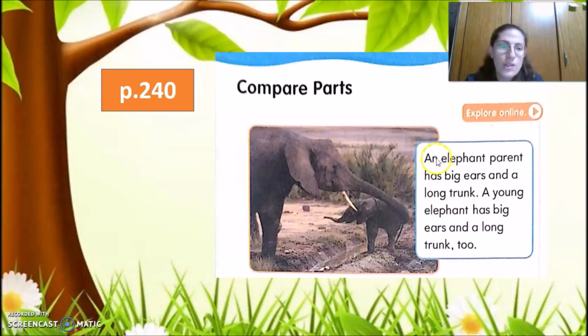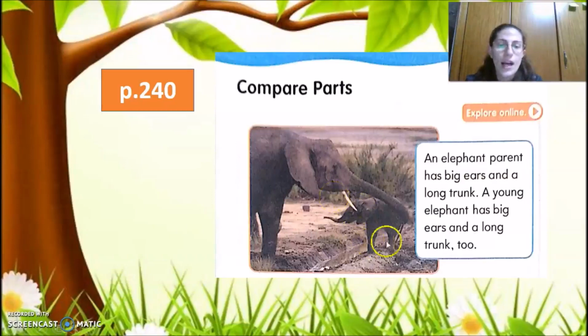So let's read it one more time. An elephant parent has big ears and a long trunk. A young elephant has big ears and a long trunk too. So if we compare the parts of the adult elephant and the young elephant, both of them share long trunks and big ears. Okay? And what else?